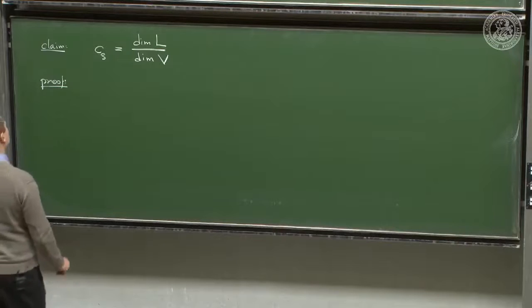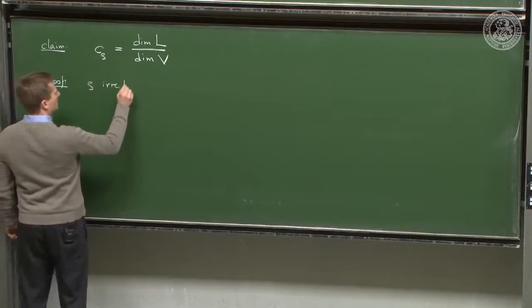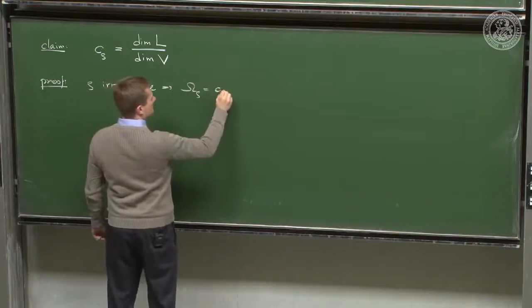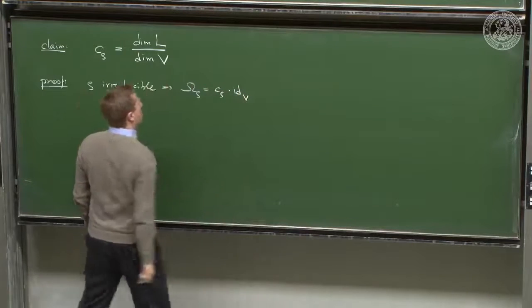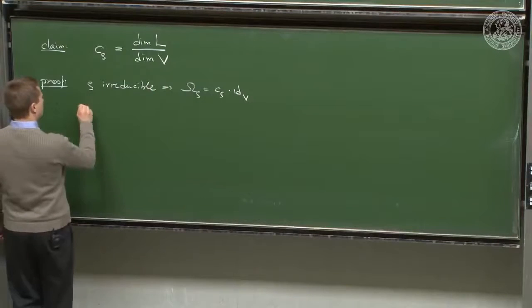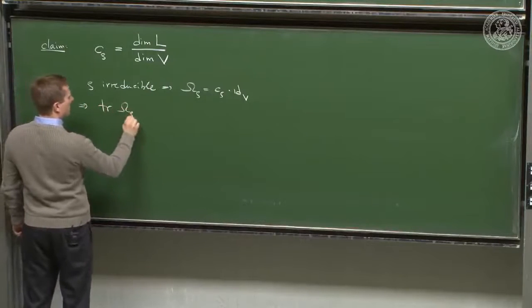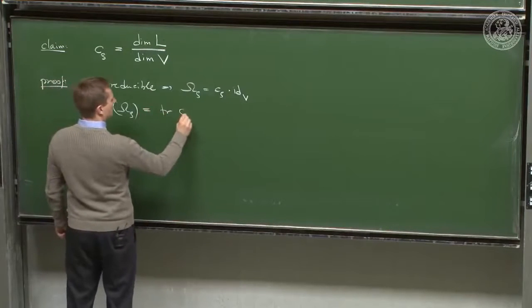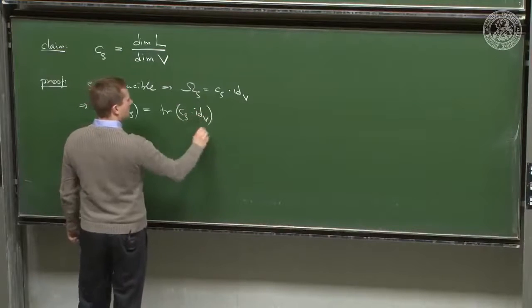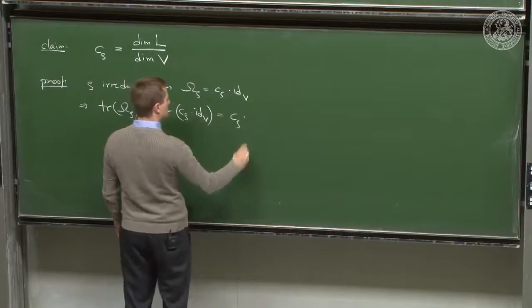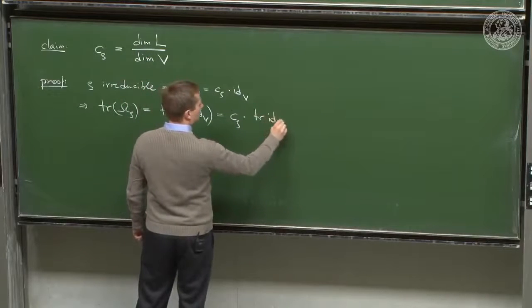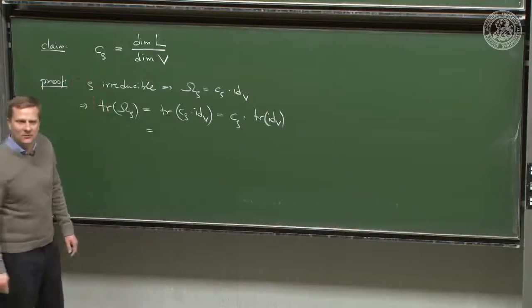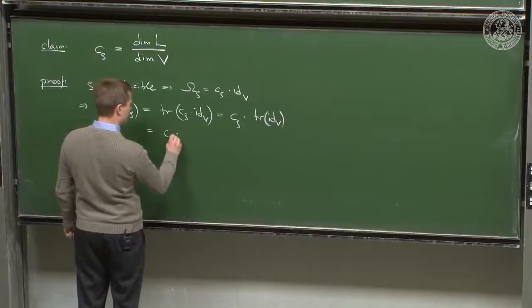Right. So if rho is irreducible, it follows that omega rho is c rho times the identity on V. And that means that the trace of omega rho, which is an endomorphism on V, so I can take the trace, is the trace of c rho times id V, but the trace is linear, so this is c rho times the trace of id V. And what is the trace of the identity map on the vector space? I hear?